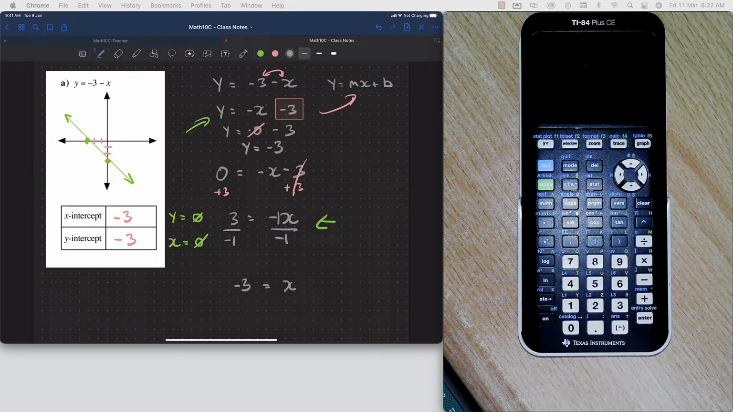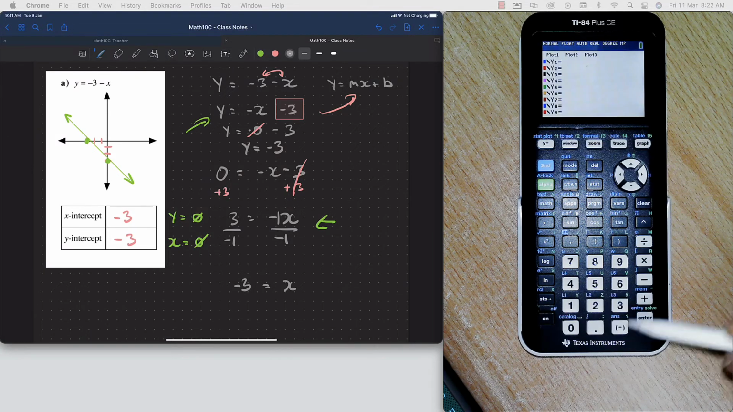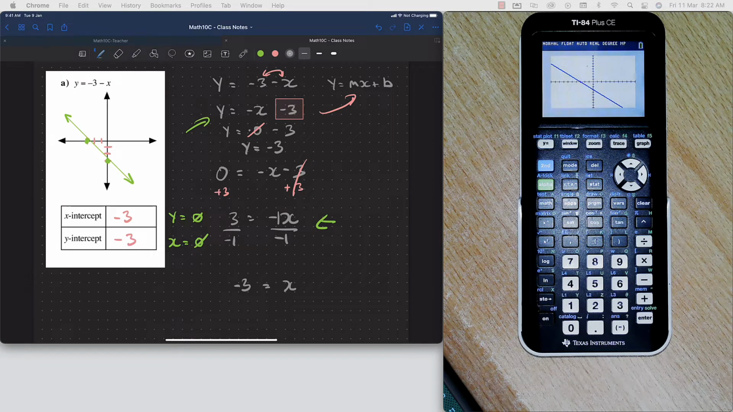Now, what about on the graphing calculator? What can we do with that? Well, let's turn it on. We'll go to y equals. We will put in negative x minus 3, and we'll hit graph. And this is showing that our graph is correct. So we're using the calculator to quickly verify that what we have done is right.